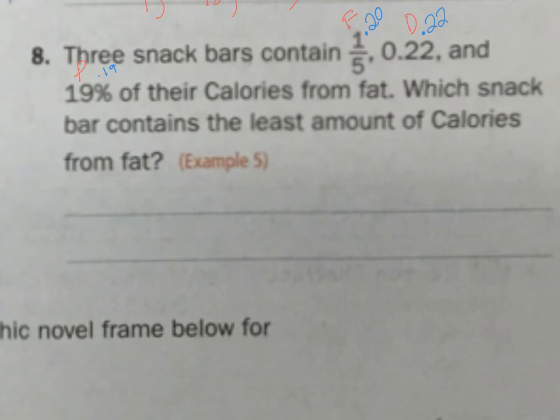Now, if I think about them in terms of money, I have 19 cents, 20 cents, and 22 cents. I want which snack bar contains the least amount. All right, this one right here, the one that has 19%. 19% is the least. These other ones, 0.22 and 0.20, they don't contain that much more, but they still do have more. So the least is 19%.